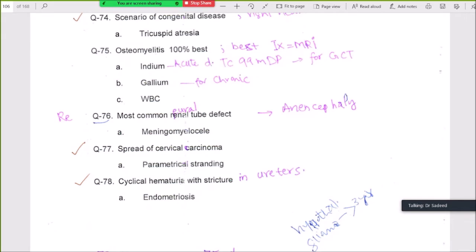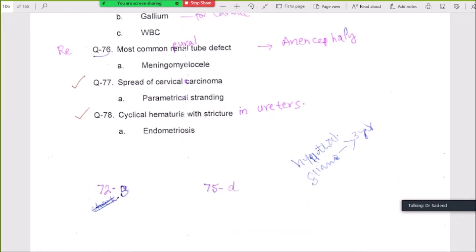But another option might come that osteomyelitis best investigation is MRI. In acute osteomyelitis the best investigation is indium. In chronic osteomyelitis the best investigation is gallium. 76. Most common neural tube defect is anencephaly. 77. Spread of cervical carcinoma is seen by parametrial stranding. 78. Cyclic hematuria with stricture in urethra is seen in endometriosis.